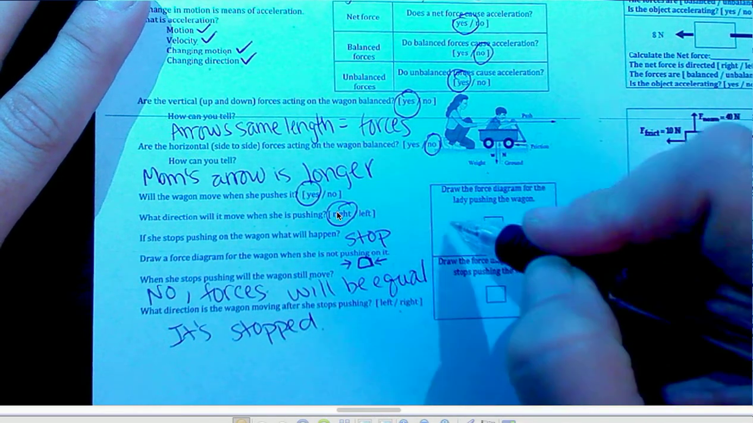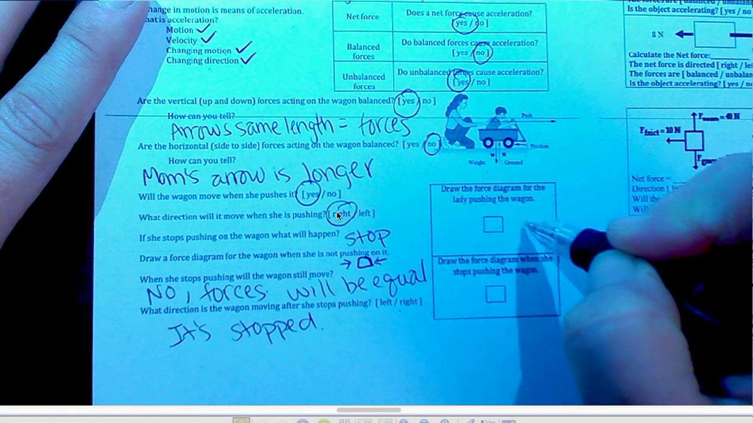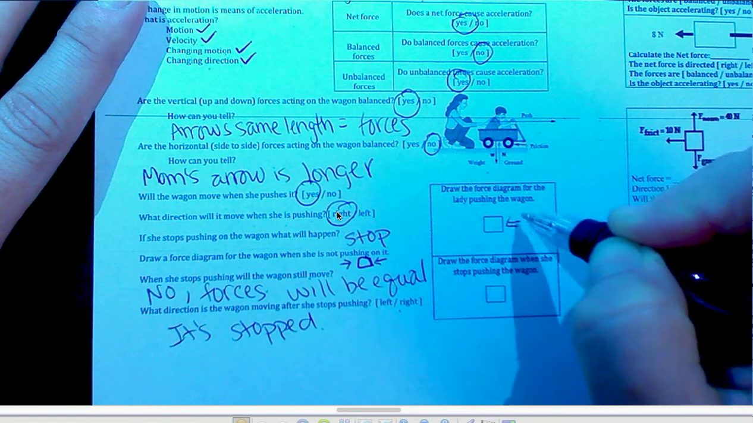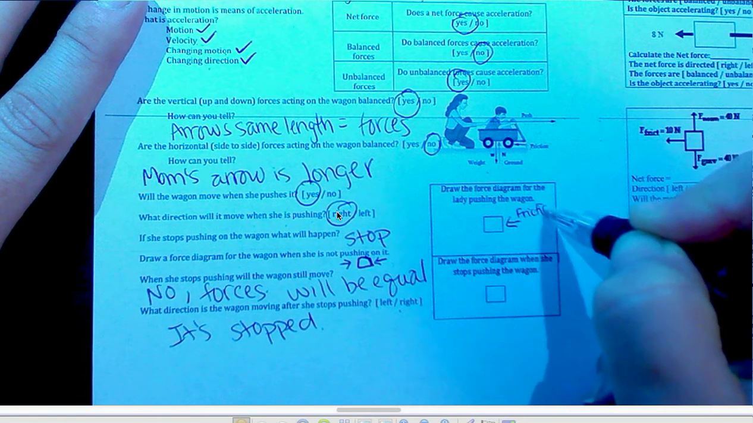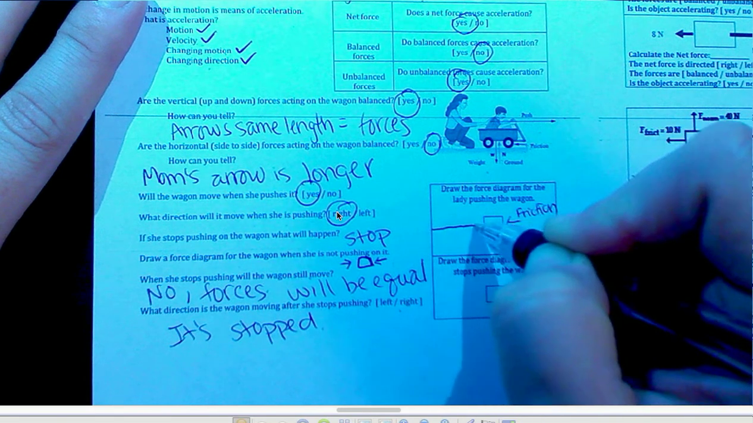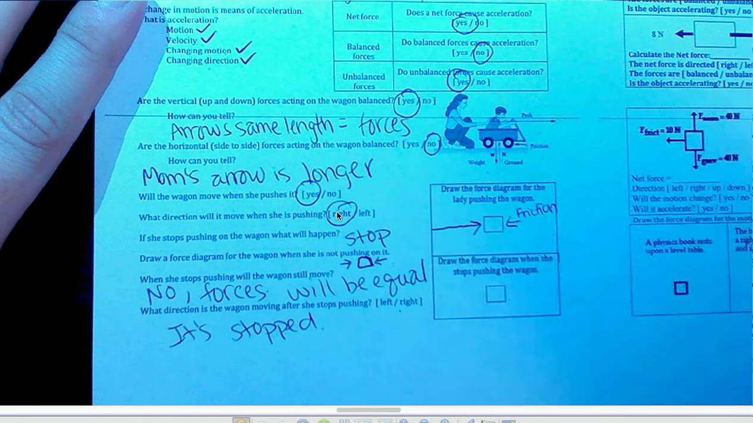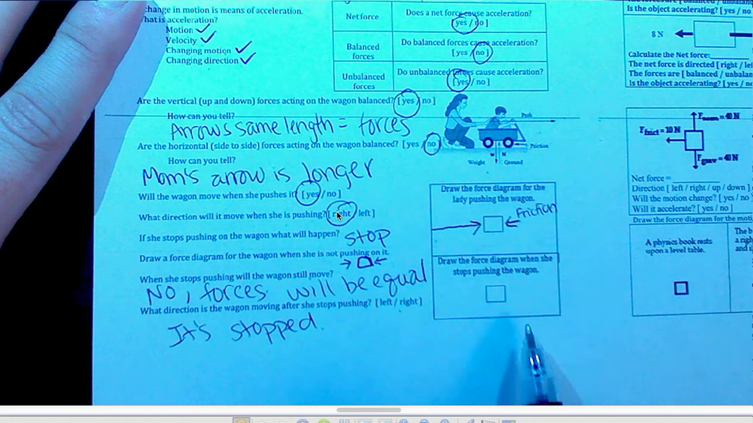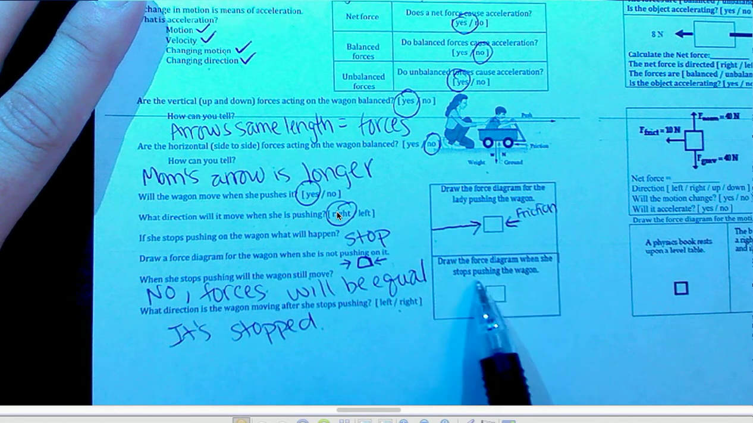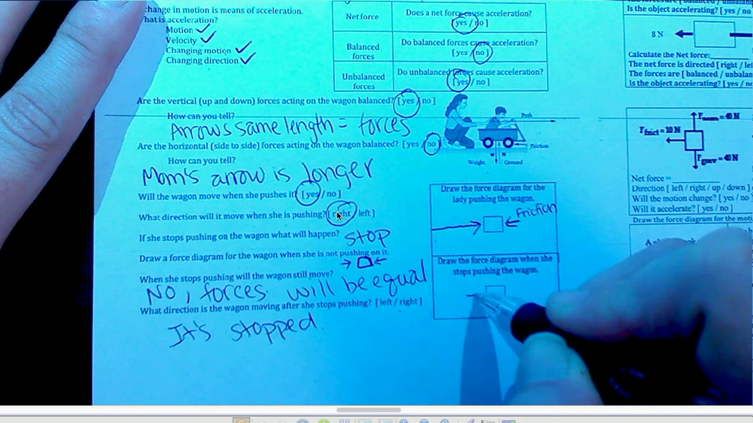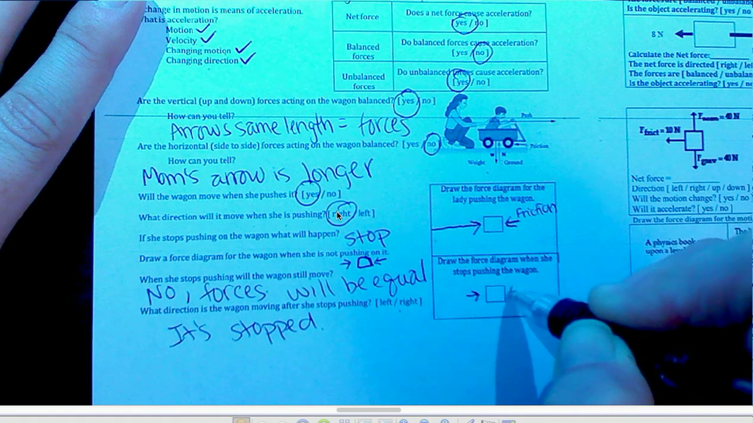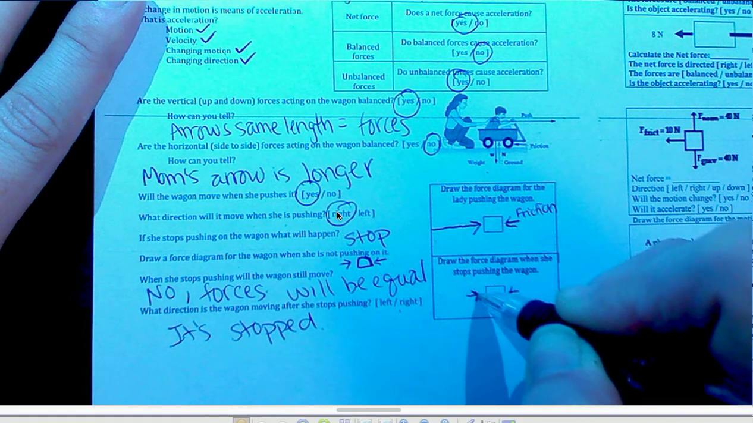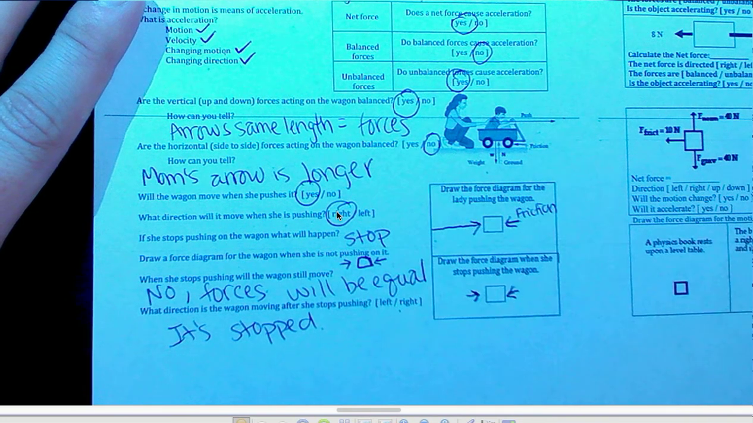It says draw the force diagram for the lady pushing the wagon. Again, we have a short arrow for friction, and we have a really long arrow for the mom. She has more force, her arrow is longer. Draw the force diagram when she stops pushing the wagon. So again, it should be equal.